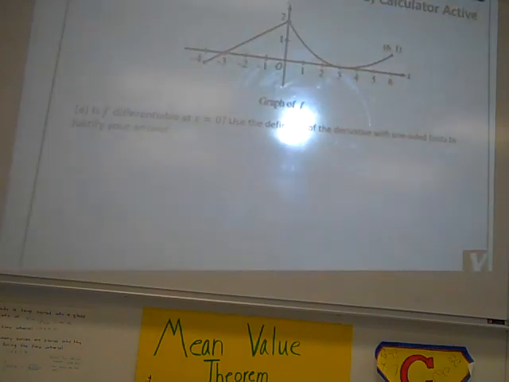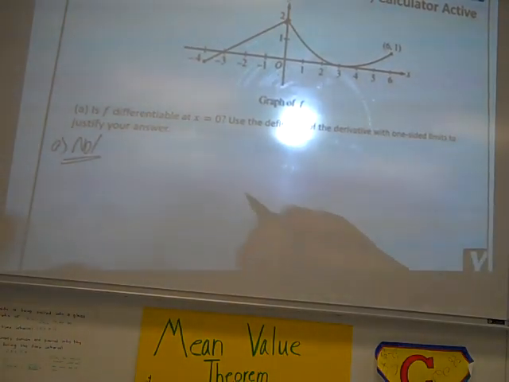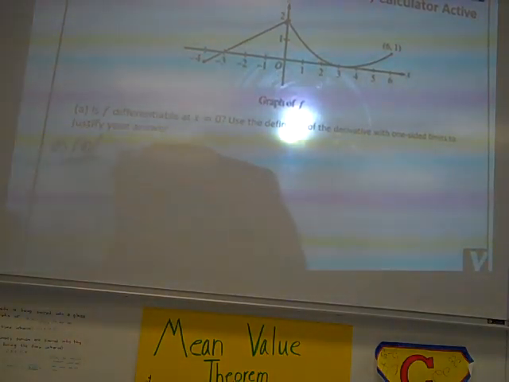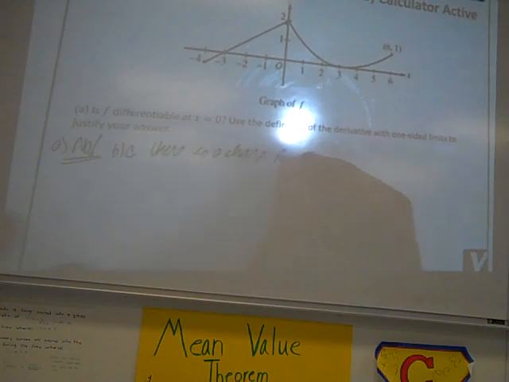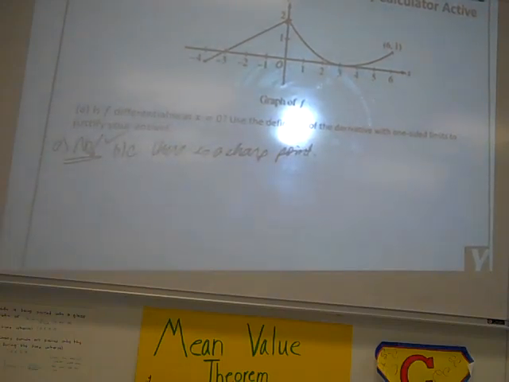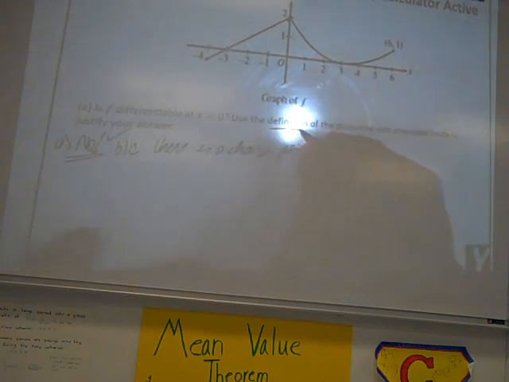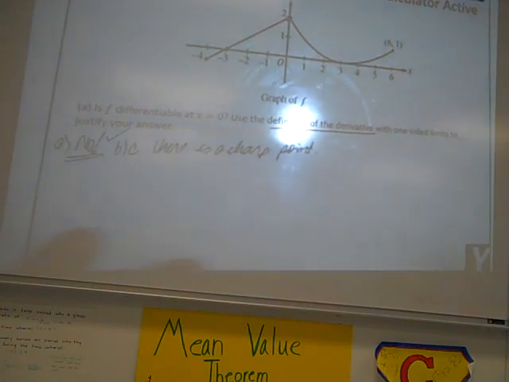I'm going to keep my marked up version of the graph close. A, is f differentiable at x equals 0? Well, let's answer that. No, it's not differentiable at x equals 0. Now, here's the mistake. If you say no because there is a sharp point, that's true. There's nothing wrong with what's been written here. You would get 1 point for answering the question correctly. No, the function's not differentiable. The mistake is you didn't actually finish reading their question. Use the definition of the derivative with one-sided limits to justify your answer.